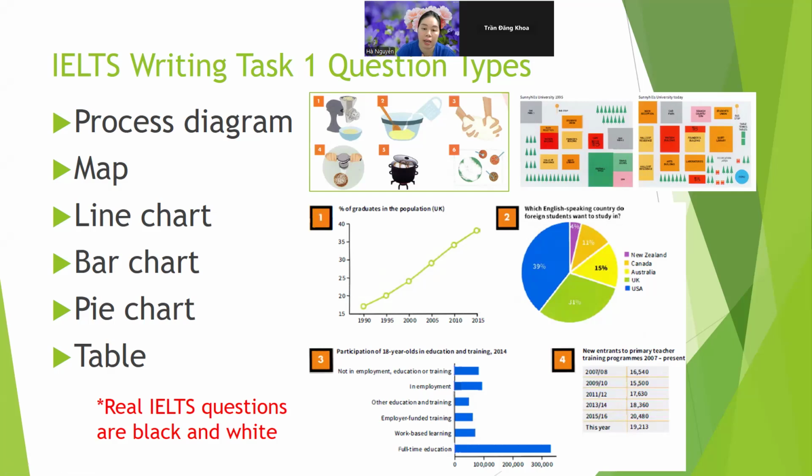Secondly, despite the differences in representation, line, bar, table, pie, despite those differences, the thing you must pay attention to in order to choose the language.